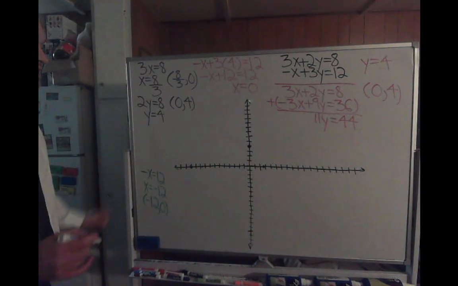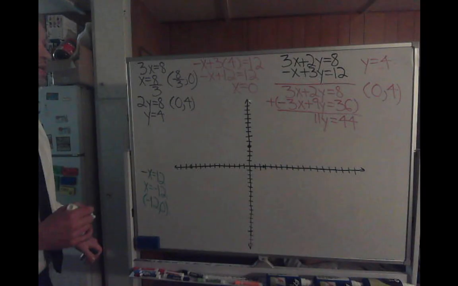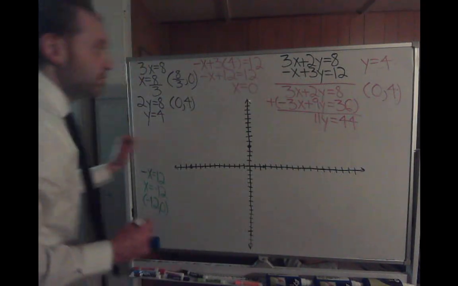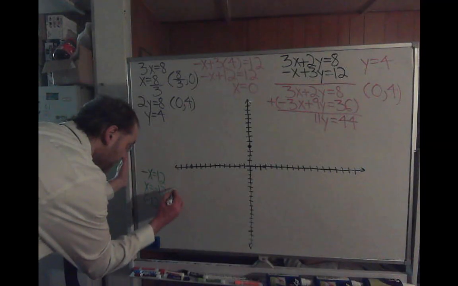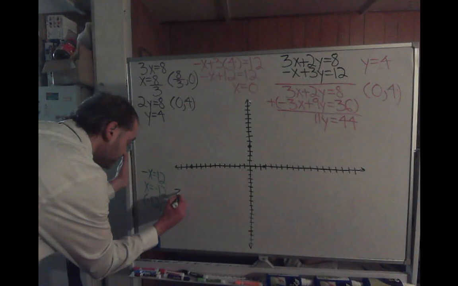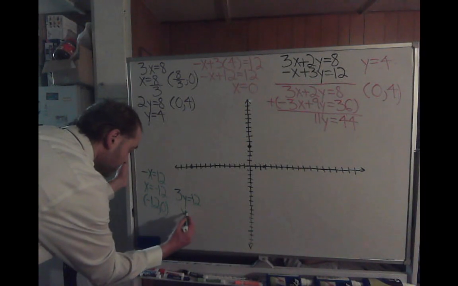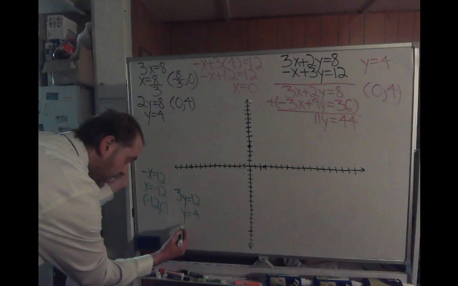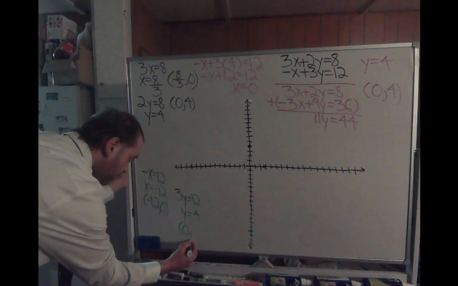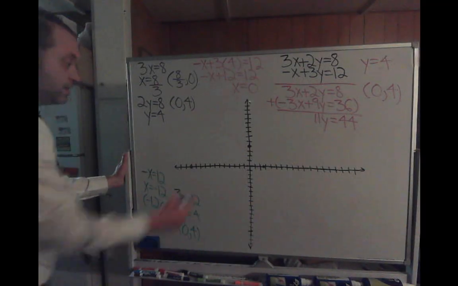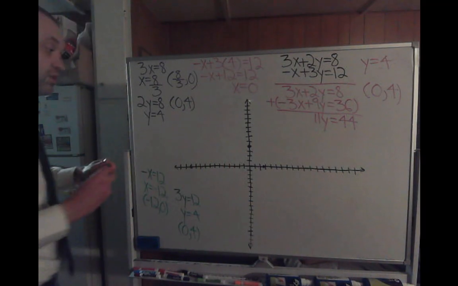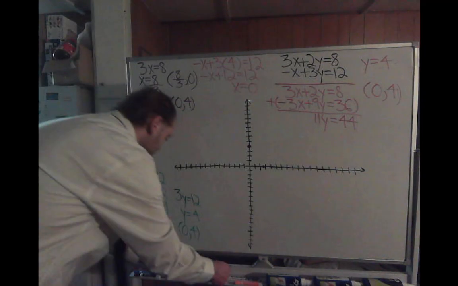Now let's find the y-intercept. If I want to do that, I would get 3y equals 12, which would give me y equals 4. So my y-intercept would be at 0, 4. Well, what do you know? We have some overlap, and that's also where these two lines intersect.